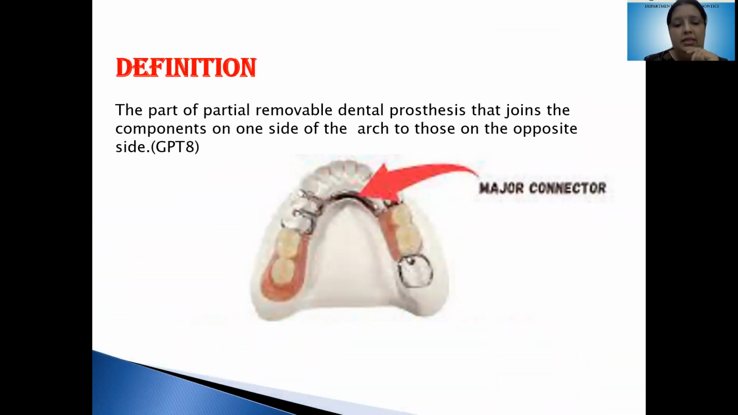A major connector is defined as the part of the partial removable dental prosthesis that joins the components on one side of the arch to those on the opposite side. That is, a major connector is a key component which will join all the parts of the cast partial denture on the left side to those on the right side. And the major connector can be classified as maxillary major connector and mandibular major connector. Today, we are going to be looking at mandibular major connectors.